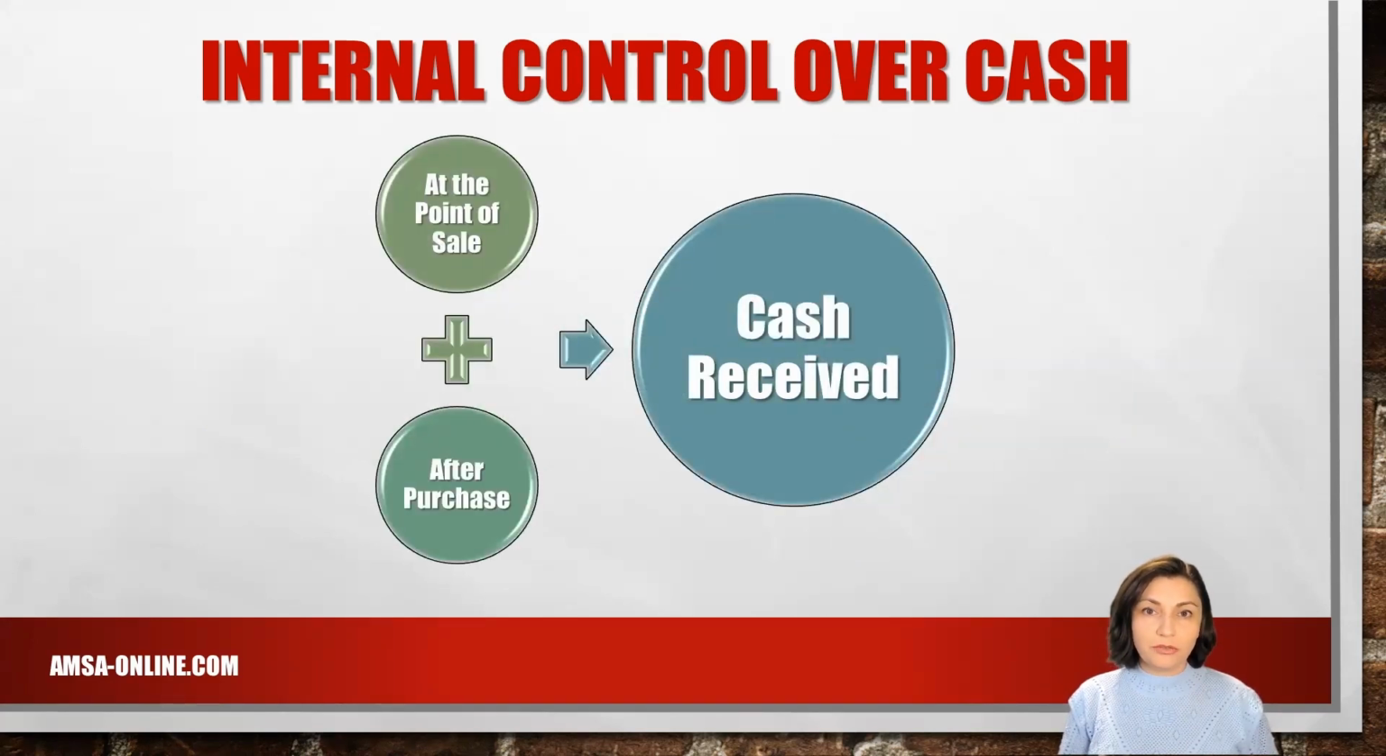Businesses usually receive cash in two ways. First, when cash is received from customers purchasing products or services at the point of sale. And second, when customers make payments on accounts for goods or services purchased at an earlier date. A cash register is an important control for cash received from cash sales.